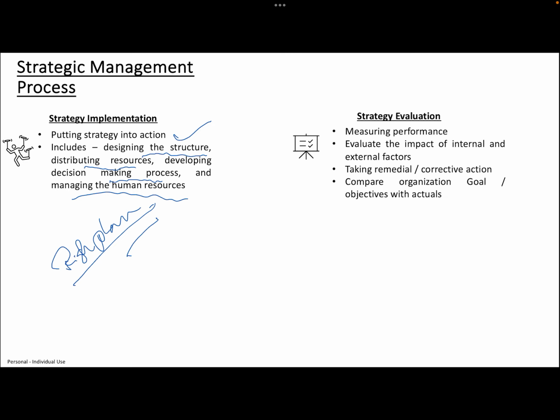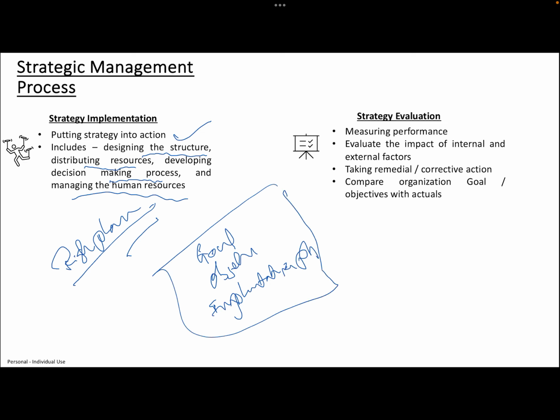The last step is strategy evaluation. How do we evaluate? We have set the goals, we have set the objectives, and then we made a strategy implementation plan, up to the three steps. Then we have to measure the performance. Are we moving toward our goals or not, or are we moving toward our objectives or not? And as per the implementation plan, are we implementing or not?